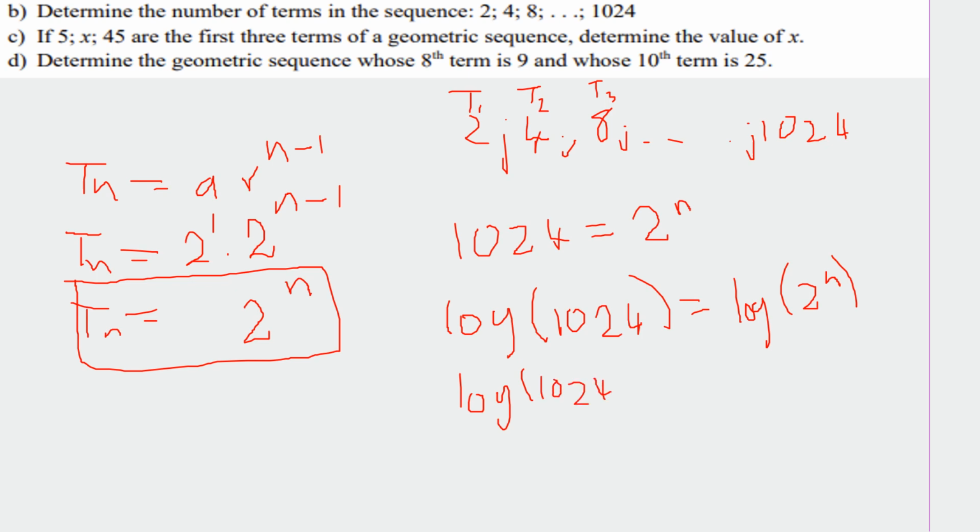1024. And because we have an exponent of n, this n will become a coefficient of log, and whatever is inside will remain the way it is. So now we'll have n log of 2. When we are here, we can basically just cancel the log of 2 so that we are left with n. Then we divide by the log of 2 on the other side.